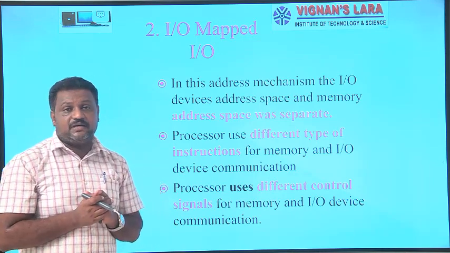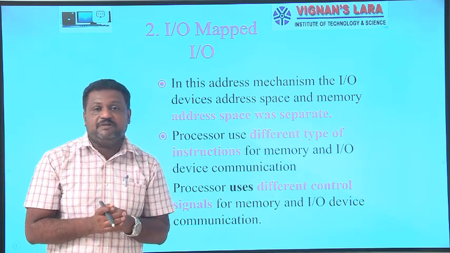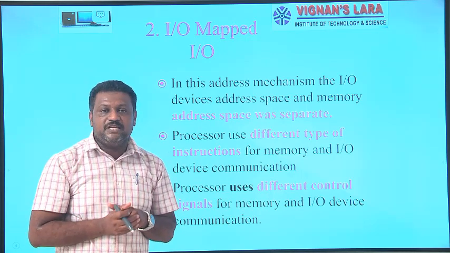Once they are different, the instructions our CPU uses to communicate with an IO device are completely different from the instructions our CPU uses for memory communication.